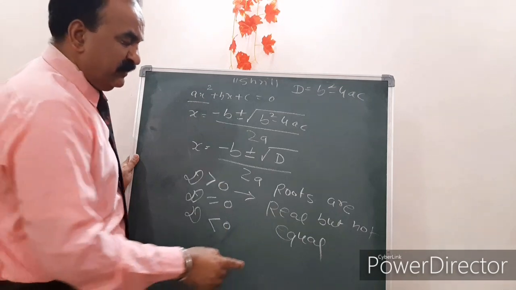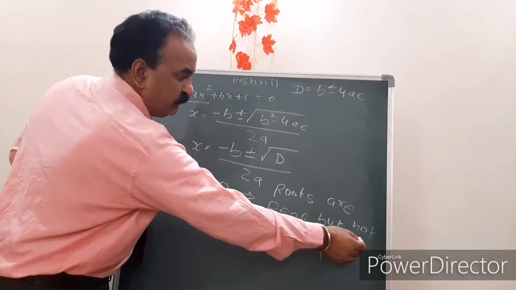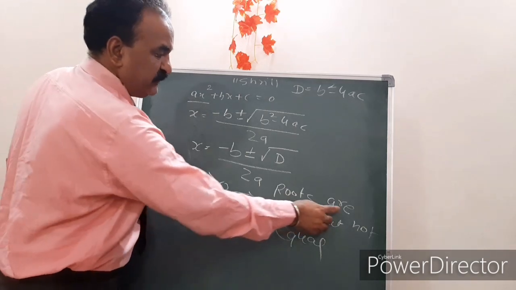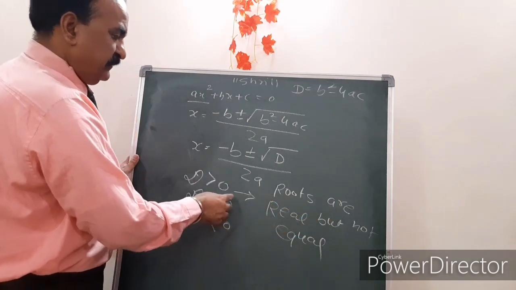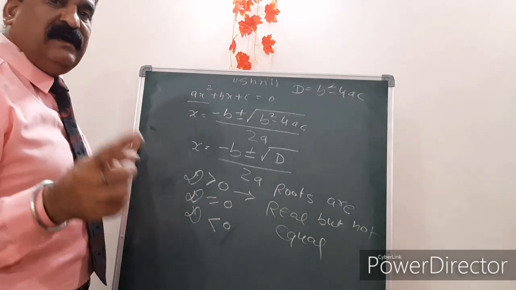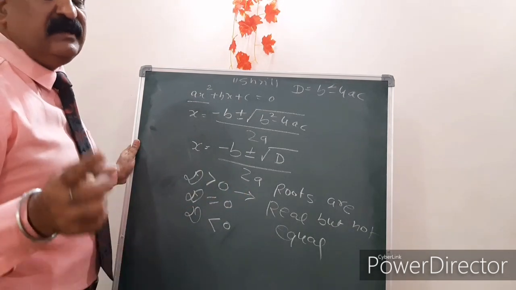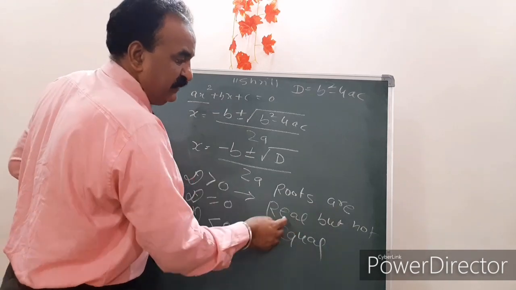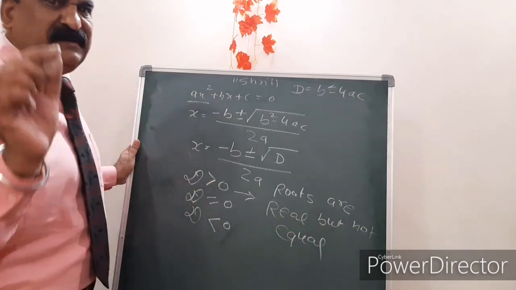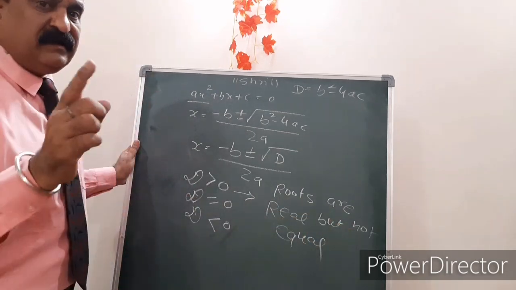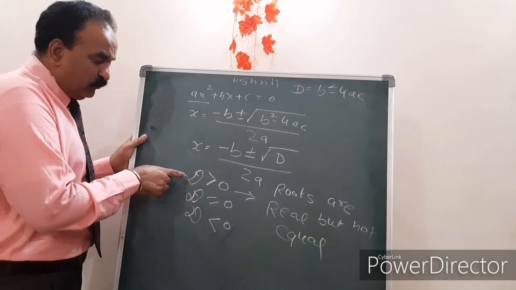Sometimes instead of not equal, you can say distinct. It means if D is greater than 0, then you can say the roots are real and distinct. Distinct means different from each other. And I am using the words here, roots are real but not equal. It is the easy word. Now let us see how to prove. I am talking about this condition.